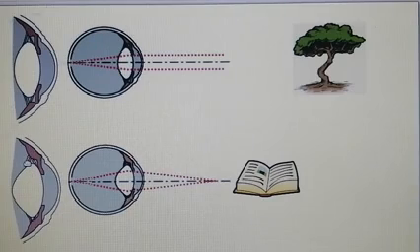When we are observing a nearby object, the ciliary muscles contract, ligaments stretch. You can see ligaments in the form of lines. Curvature of lens increases, focal length decreases.